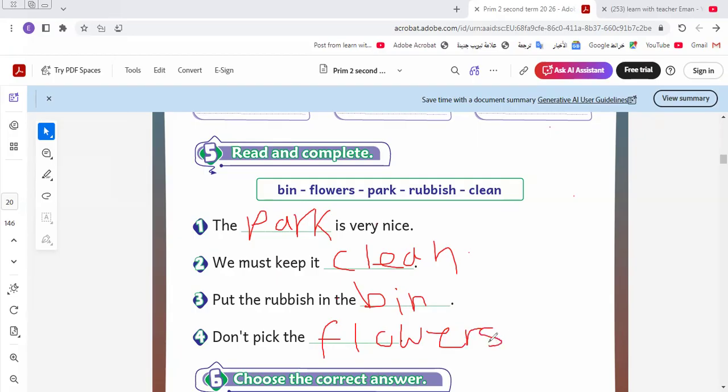So I will review these words together. The park is very nice. We must keep it clean. Put the rubbish in the what? In the bin. Don't pick the flowers. Let's continue the rest of the exercise.